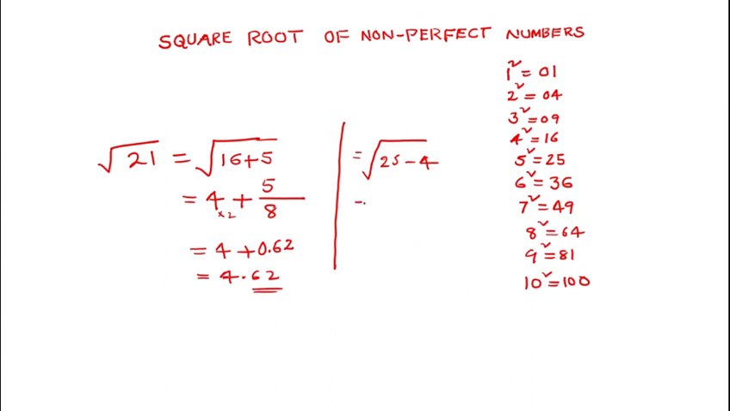And if you solve the same value using square root of 25, it is 5 minus, write the 4 as it is, divided by 5 into 2, which is 10. So simply it is 5 minus 0.4, and the final answer will be 4.6. Next we will see the next question.